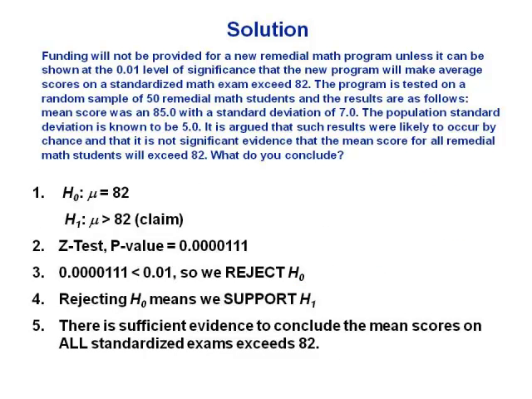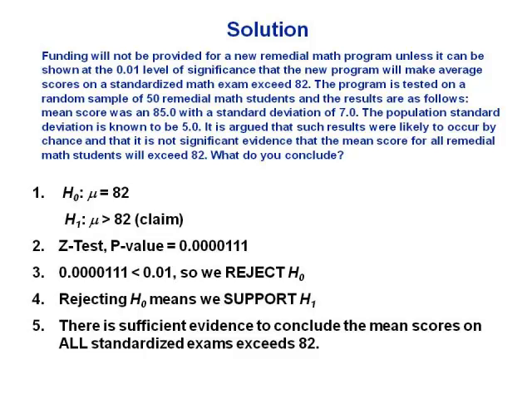Go through your 5 steps. So the claim is we want to show that this mean score exceeds 82. So our claim is the alternative, mu greater than 82, which makes the null equal to 82. Go to stat test, do your z-test, put the information in with the sigma of 5. Do not use the standard deviation of 7.